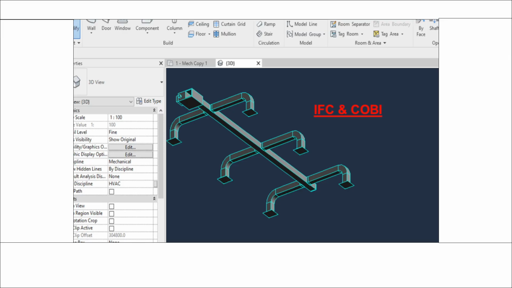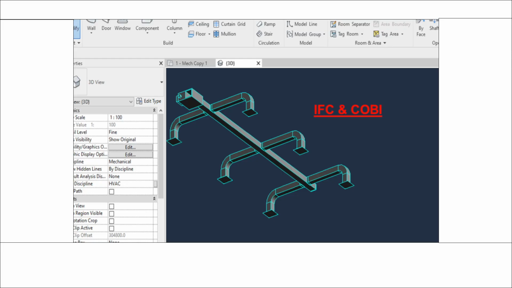COBie. Another important standard is COBie. COBie is mainly used for facility management. It stores information about equipment, assets, and maintenance. Usually, it is delivered in Excel format.